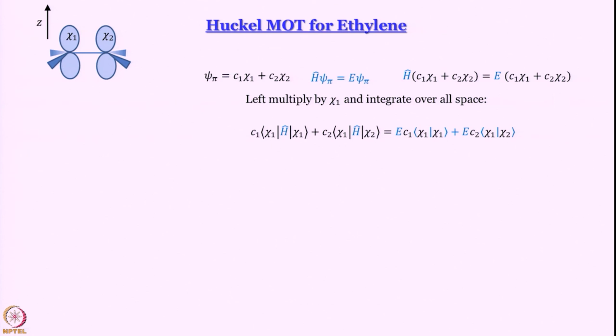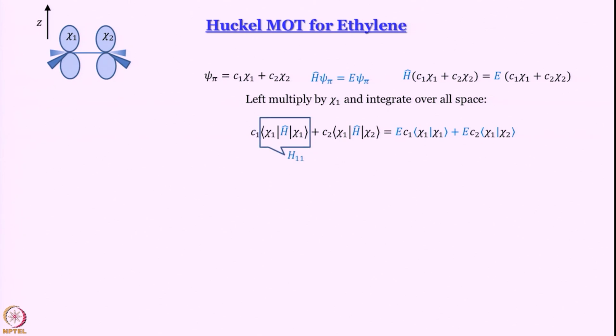Please make sure that you understand how we get this equation. C1 integral chi1 H chi1 plus C2 integral chi1 H chi2 equal to E multiplied by C1 into chi1 chi1 integrated over all space plus E multiplied by C2 integral chi1 into chi2 integrated over all space. Okay. Do we know how to find out these integrals? We actually do not, but we can at least give them some names.